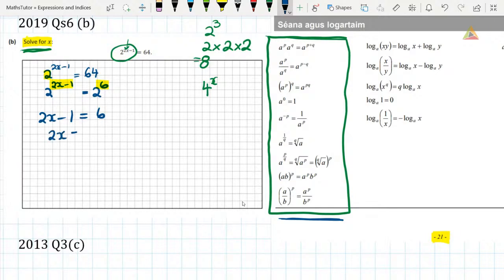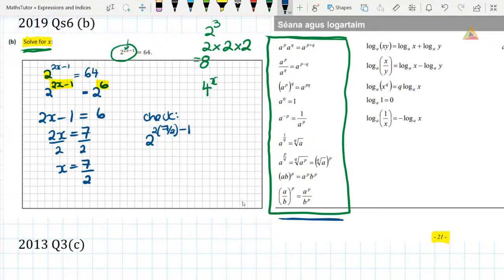We'll add 1 to both sides and divide both sides by 2, and we get x is equal to 7 over 2. And you can sub that back in. So if you wanted to check your answer, you can sub in. So we can say 2 to the power of 2 times 7 over 2 minus 1.